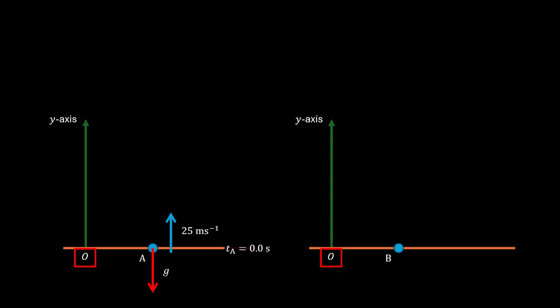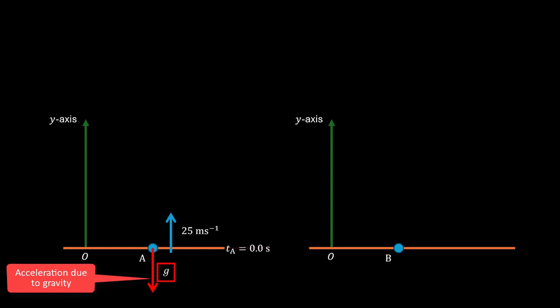The initial velocity of ball A is 25 meters per second vertically upward. The acceleration of ball A is simply the acceleration due to gravity, which we denote as g, and it points vertically downwards. Remember that the acceleration is constant, which means it has a constant value and will always be pointing vertically downwards.